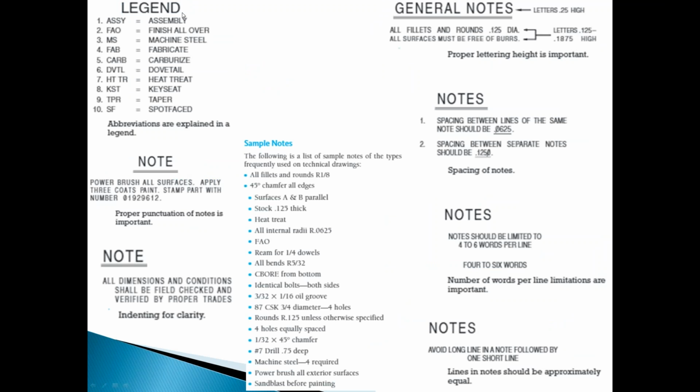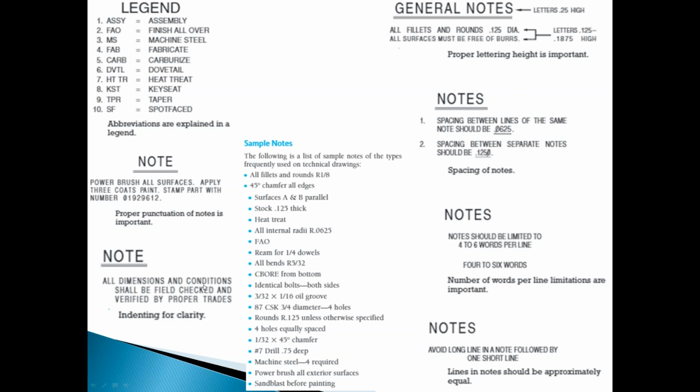So again, the drawing should have a legend and general notes, and your legend abbreviations are explained in the legend. Some of the legend entries are things like ASSY, assembly, and FAO, finish all over. Proper punctuation of notes is very important, such as power brush all surfaces, and some of these notes are intended for clarity. You want to make your notes a little bit more clear to the manufacturer.